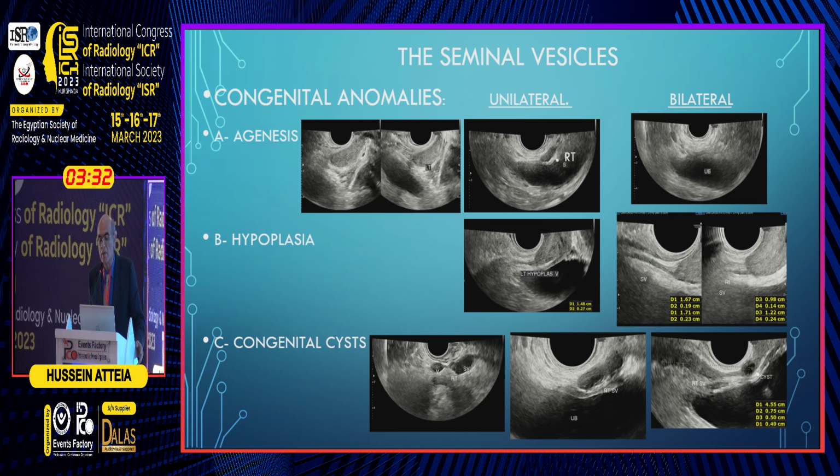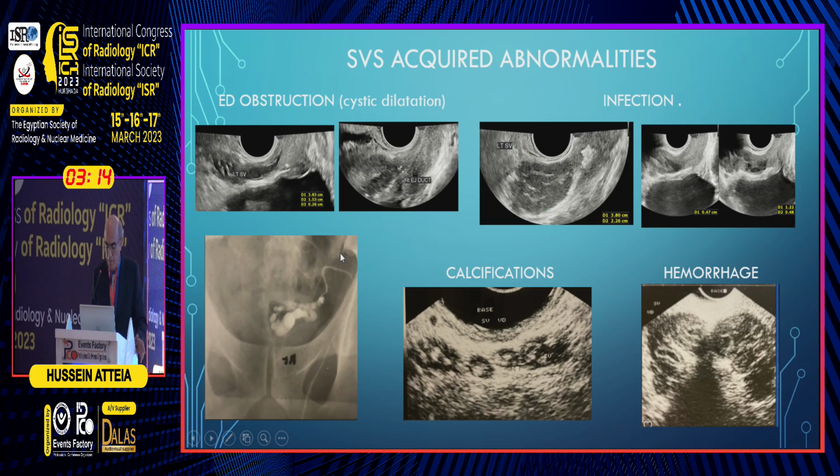Now, examples of seminal vesicle congenital anomalies, either unilateral or bilateral. This is unilateral. You could see one of the seminal vesicles present. You could see here bilateral absence, even with vas deferens present. You could see here nothing. At the base, there are no seminal vesicles and no ampullary portions of vas. Or hypoplasia.